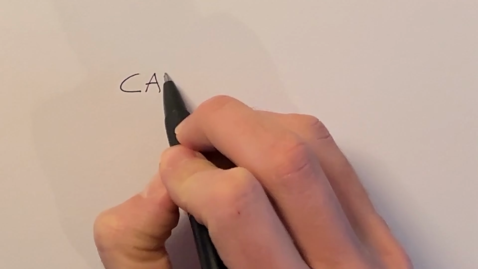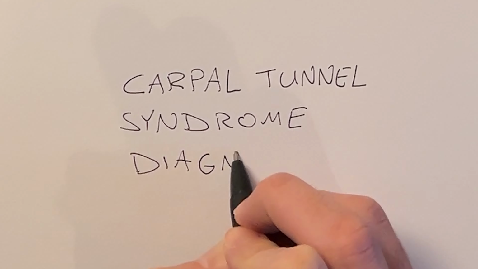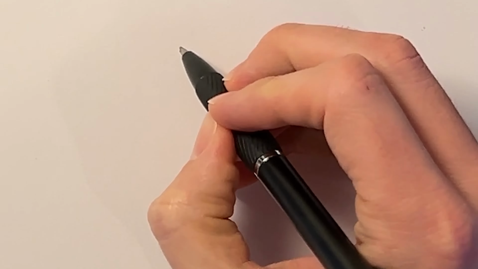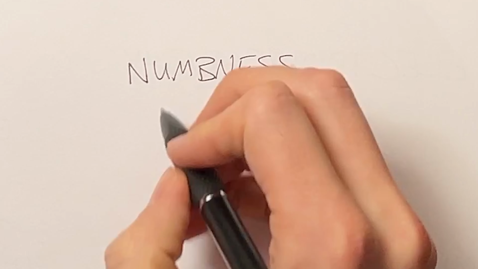So let's talk a little bit about how we diagnose carpal tunnel syndrome. Honestly, the majority is just listening to the patient and hearing about their symptoms. This, combined with a good examination of the hand, will often yield the diagnosis. So what are those things we listen for?